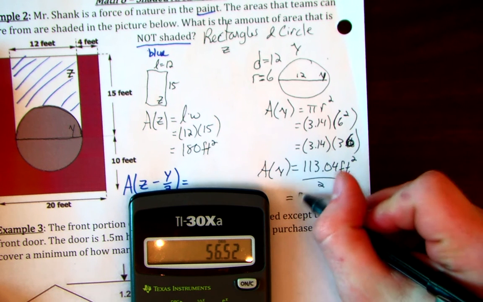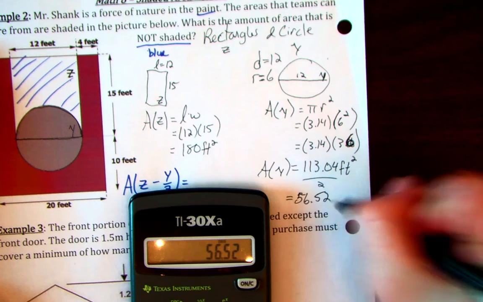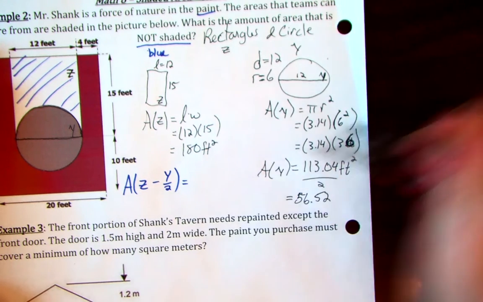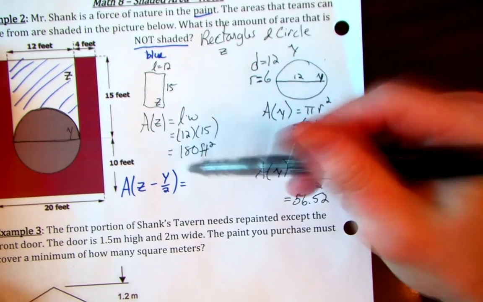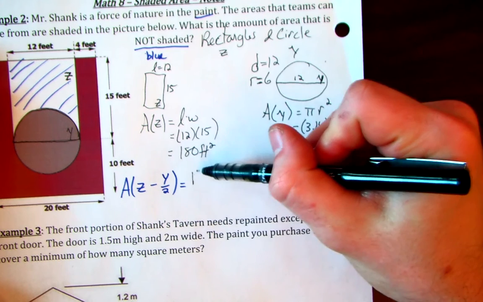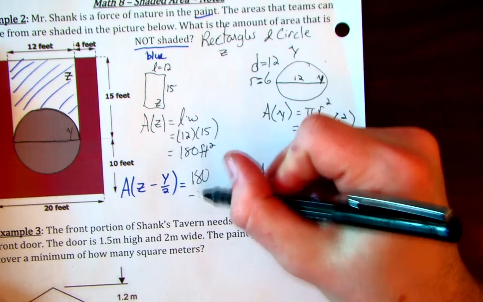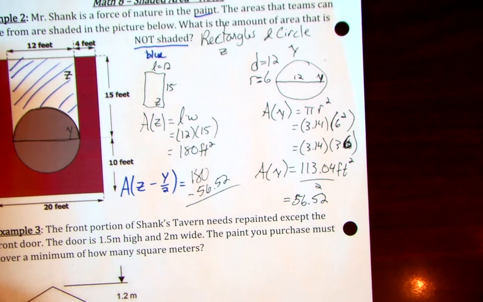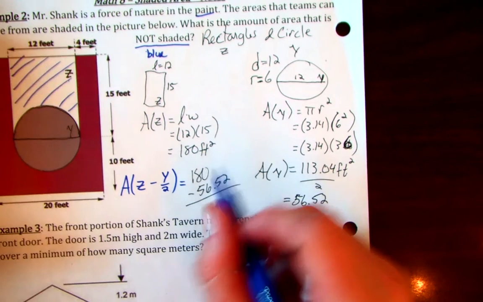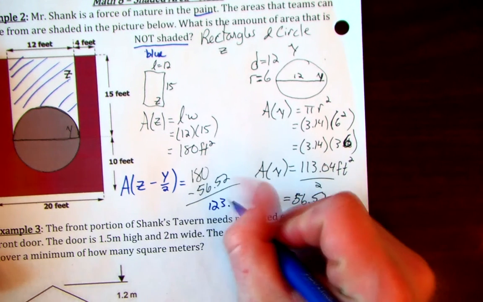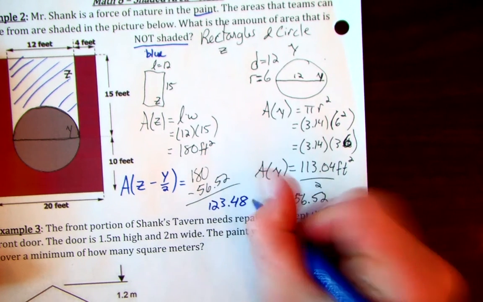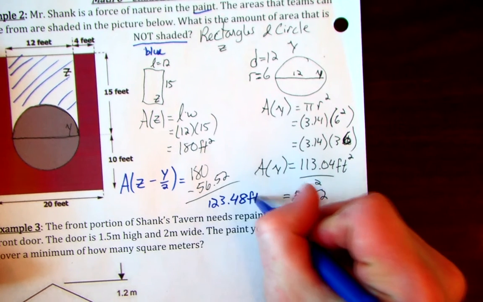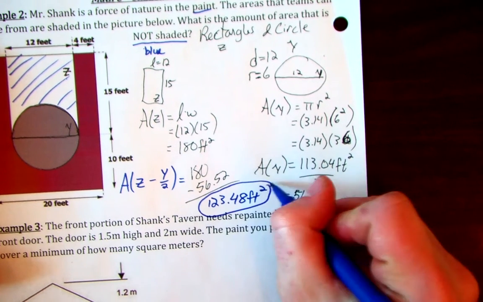Well, that's going to be 56.52. All right. So now that we have that, we can plug in our values for our variables to find the difference. So we have 180 minus 56.52. Subtracting carefully, what do you get? Well, we get 123.48, and as always, you have feet squared as your unit.